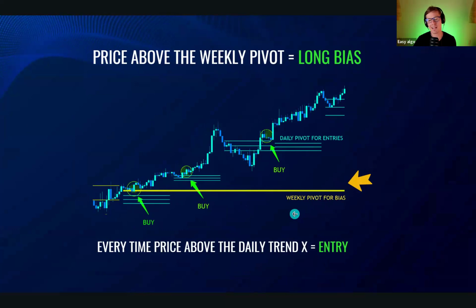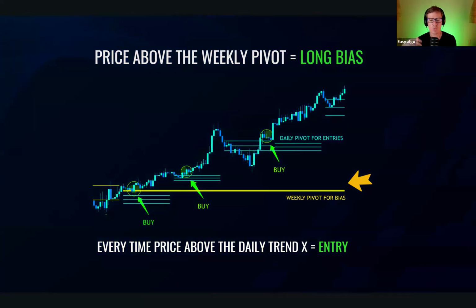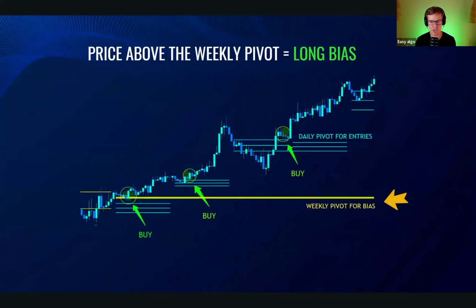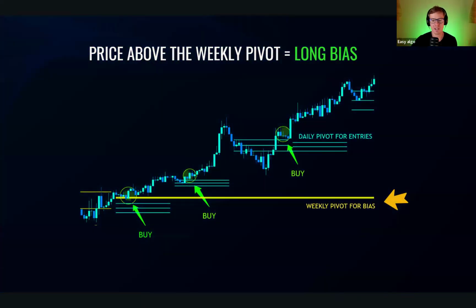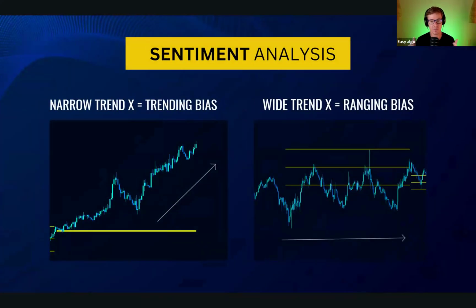So the weekly pivot is our bias pivot. We use it to determine the direction of the market. And then we use the daily pivots, these blue lines, to identify what are our entries. So you can see if price is above the yellow line over here, the weekly pivot, we're looking for longs. And every time price gets onto the daily pivot, it becomes our entry point. So it really helps break down what is the directional bias of the market and where are the best places to enter your trades. It creates such a nice, simplified, defined framework.